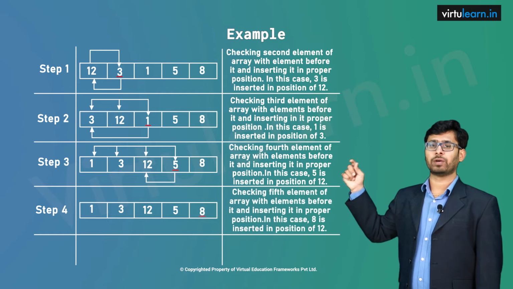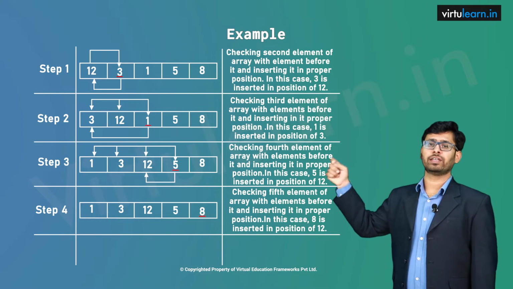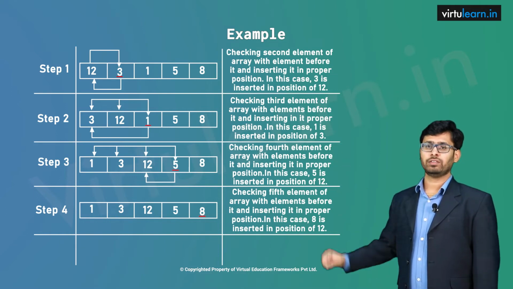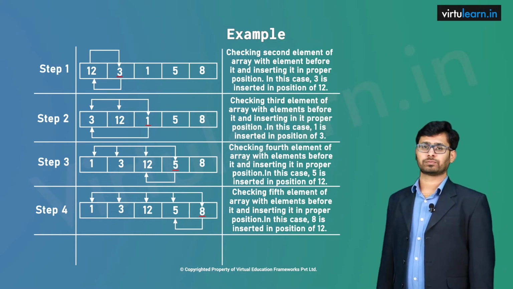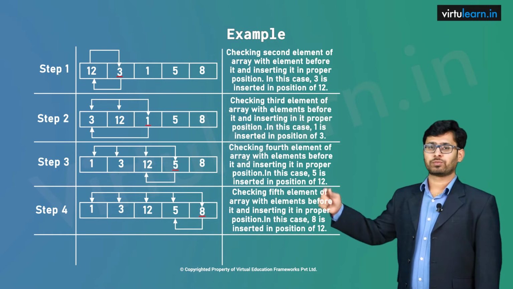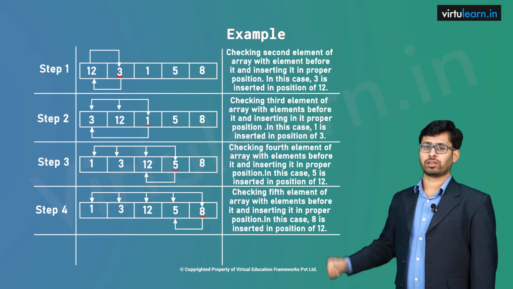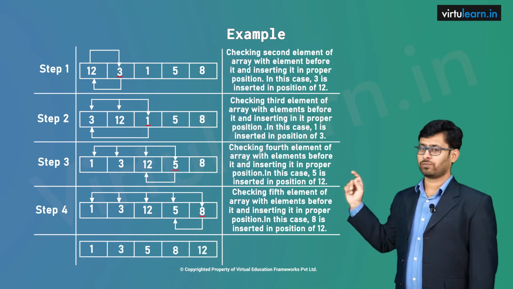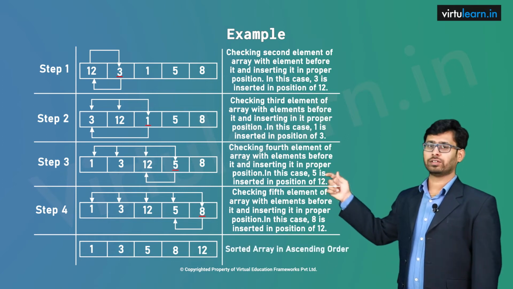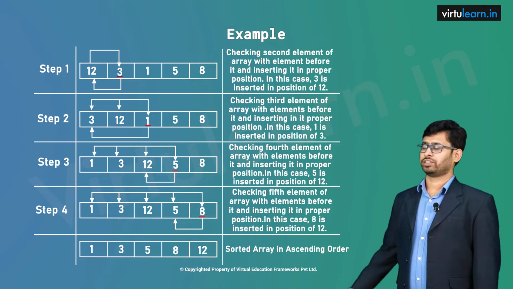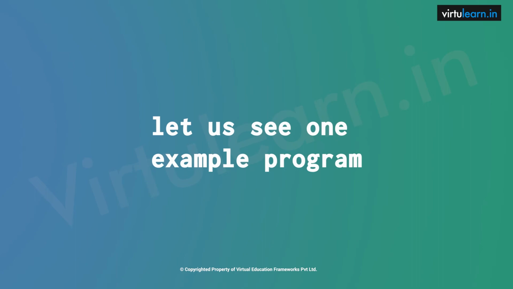Now checking the fifth element of the array with the elements before it and inserting it in the proper position. In this case, 8 is inserted in the position of 12. Now after the processing of these steps, the sorted array in ascending order is 1, 3, 5, 8, 12. So these are the elements in the sorted order. This is about the insertion sort algorithm. Let us see one example program.